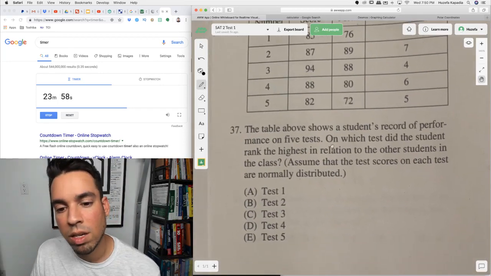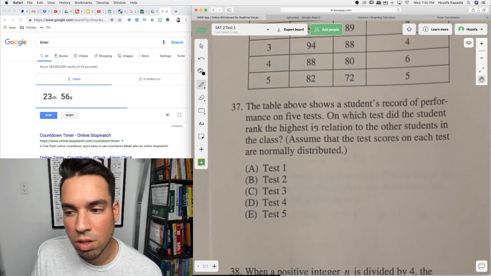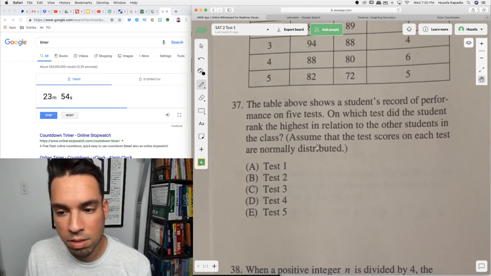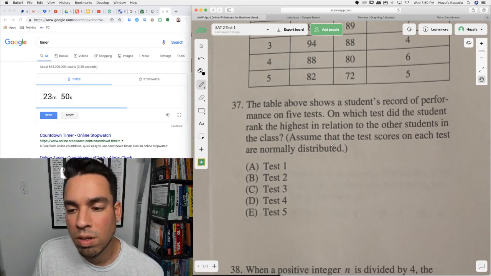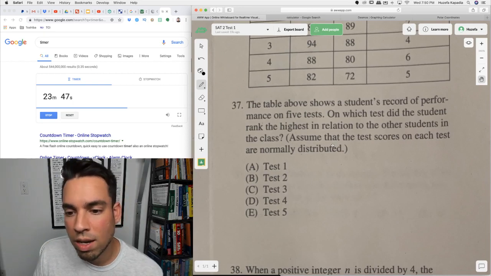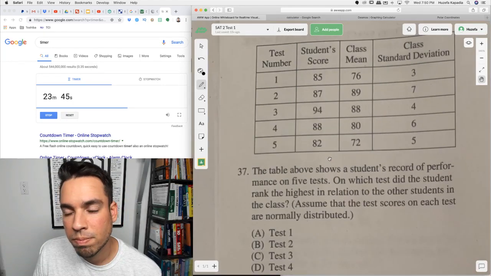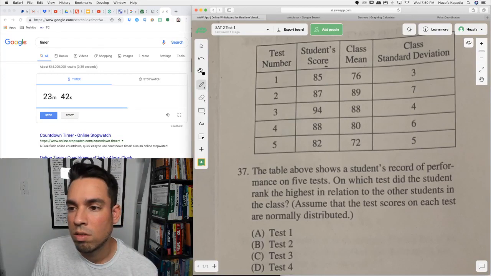Okay, test number, student score, class mean. The table above shows a student's record of performance on 5 tests. On which test did the student rank the highest in relation to other students in the class?